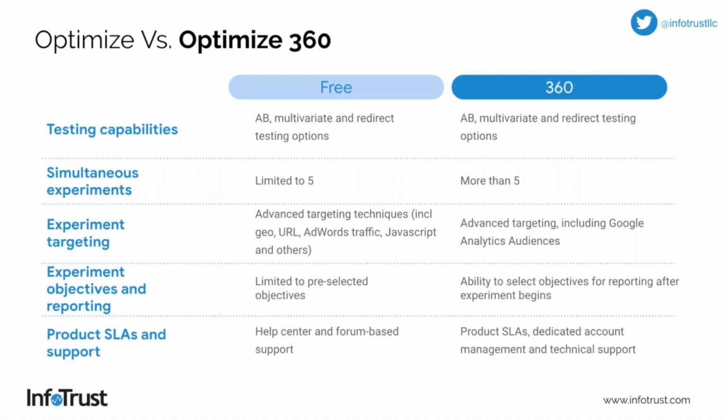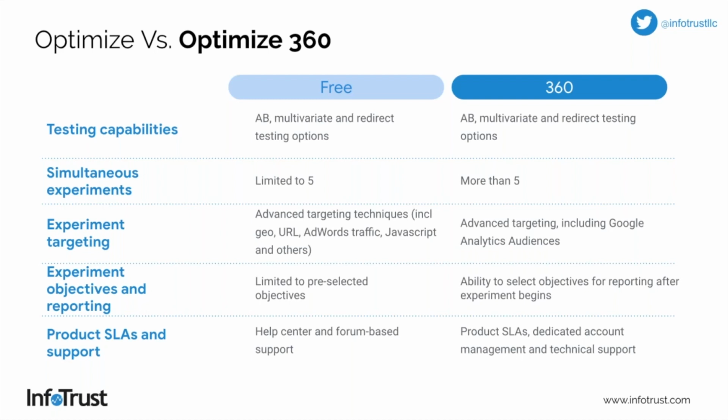Both versions have a number of advanced targeting options, including geolocation, URL, AdWords traffic, JavaScript variables, data variables, etc. So we will review some of those at some point later in this presentation.